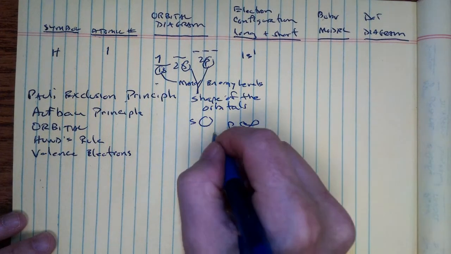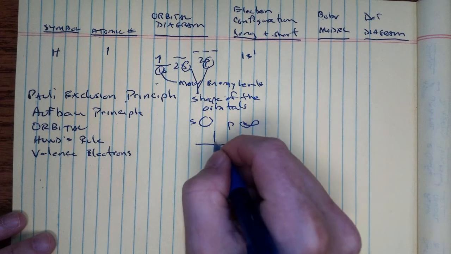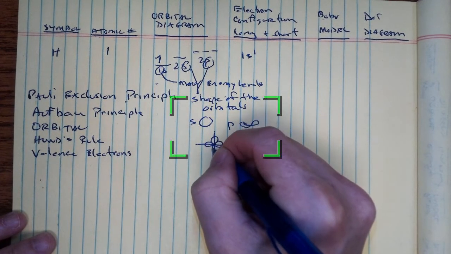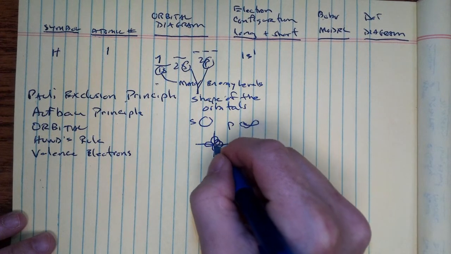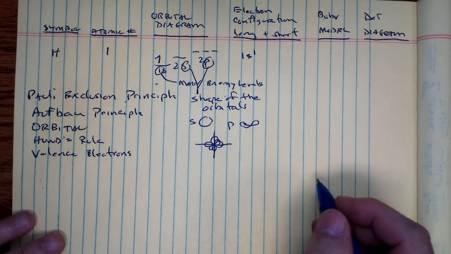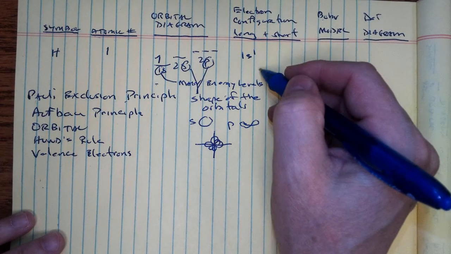And P's can be, if you had like a little bitty graph, on the x-axis, on the y-axis, or coming straight at you this way. So it's going to be able to hold up to 6 electrons. So we've got 1s1 for electron configuration.